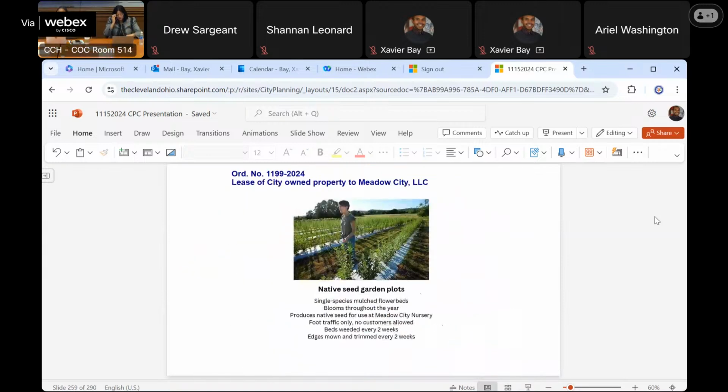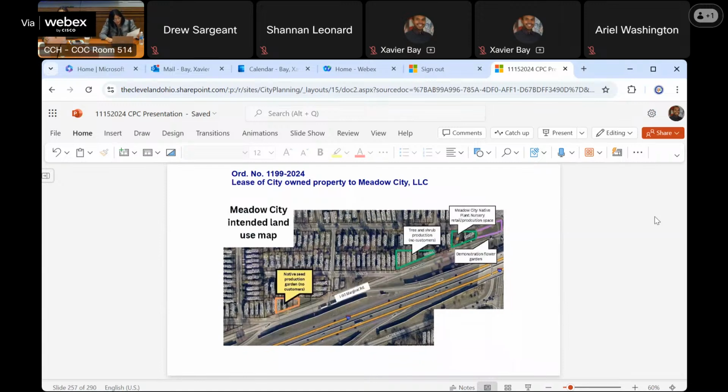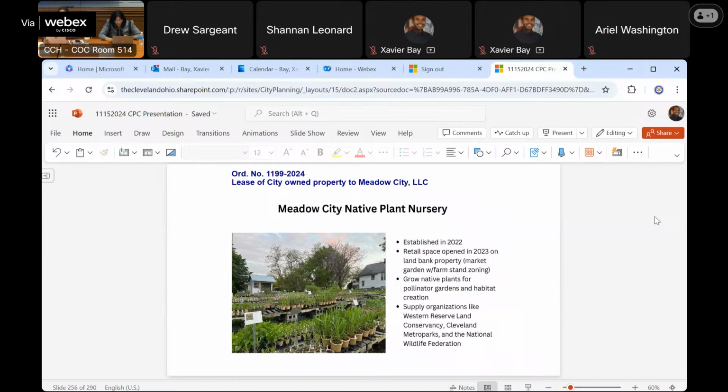Make a motion to approve ordinance number 1199-2024. Second. Motion and second. Call the roll. Anthony, Yes. Curry, Yes. McCray Scott, Yes. Sergeant, Yes. Motion carried.